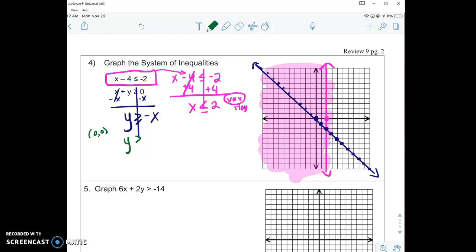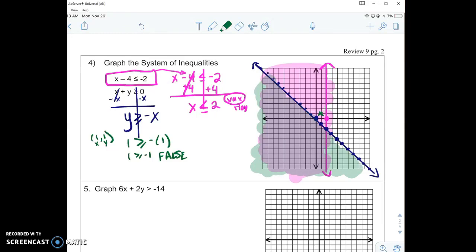Notice, however, my graph already goes through 0, 0, so I'm actually going to test the point 1, 1. So I'm plugging in 1 for x and for y, and I get that 1 is greater than or equal to negative 1. This is false. So I need to make sure that I am not shading towards the point 1, 1. So I'm shading the opposite direction. And my solution is the area that overlaps. In this case, that is this area here.